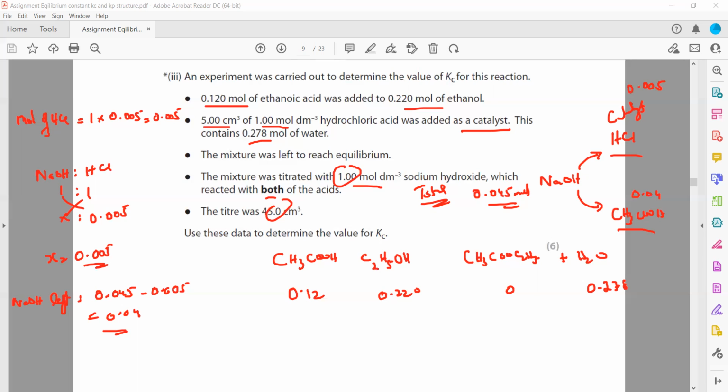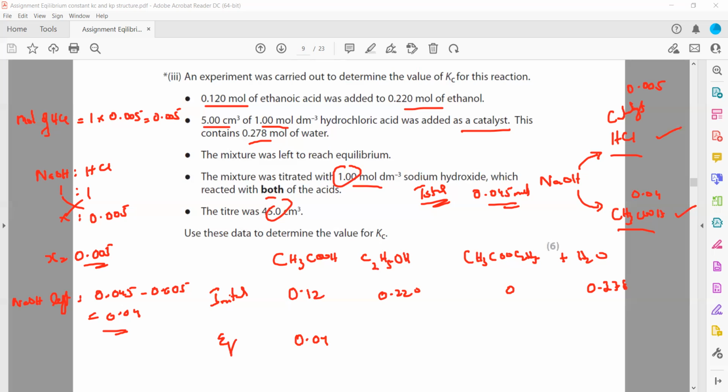And now, so these are the moles of it, as the sodium hydroxide is reacting with both of them, so it completely removes hydrochloric acid and then it completely removes ethanoic acid. This was the initial moles, like in the beginning, and these are the moles at equilibrium. So moles at equilibrium are 0.04.